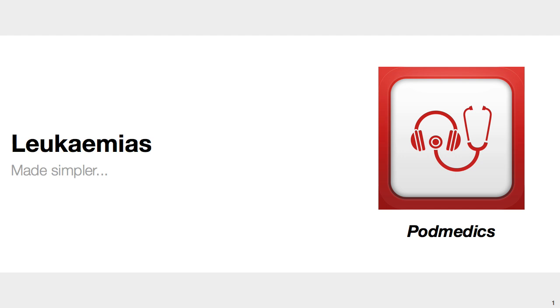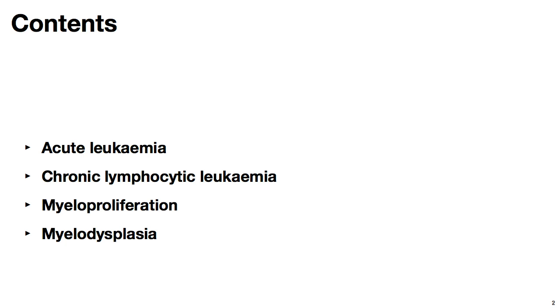So this is the third in the haematology podcasts, and is going to be about haematological malignancies. As this is such a large and complicated subject, I've decided to split it up into two sections. In the first section, I'm going to look at the malignancies of bone marrow origin.